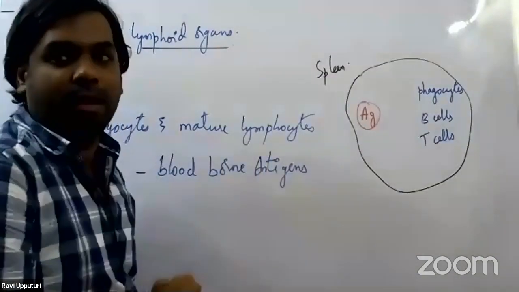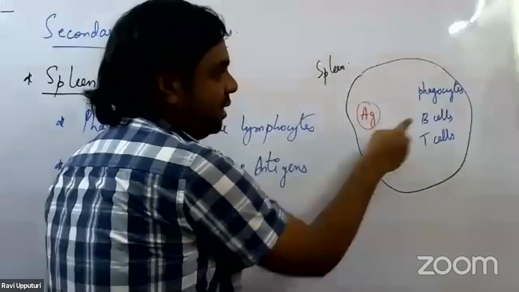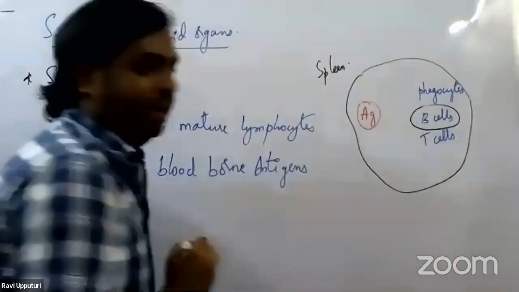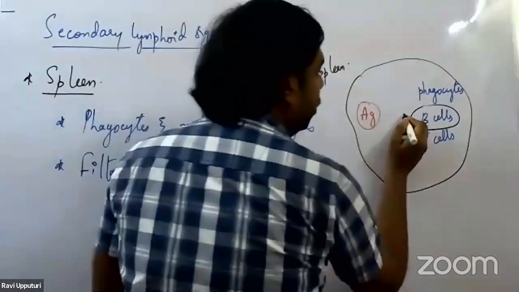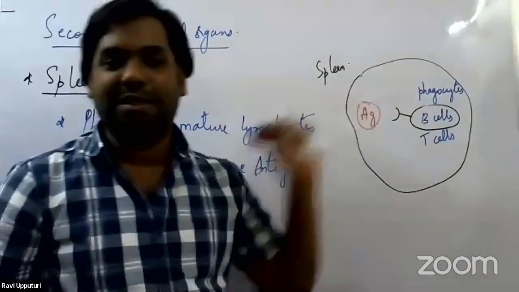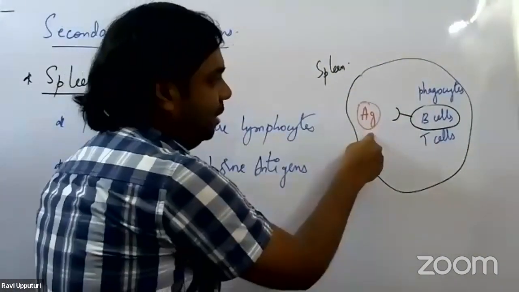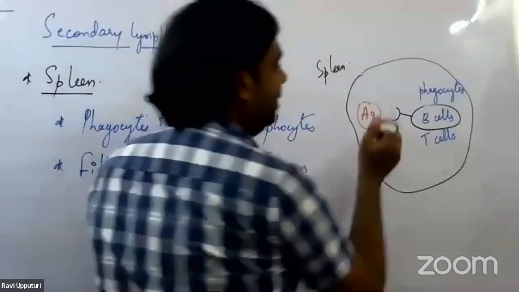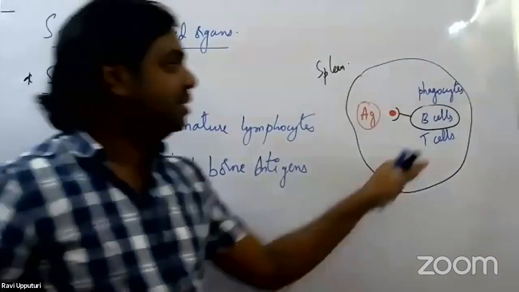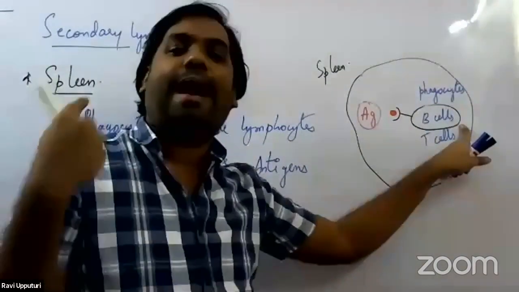Now what would happen? Consider this to be the B lymphocyte, right? On the B lymphocyte, we know that there are certain receptors present. We call them B cell receptors. So this antigen will go and bind to the B cell receptor. Once they bind to the B cell receptor, this B lymphocyte will become activated.